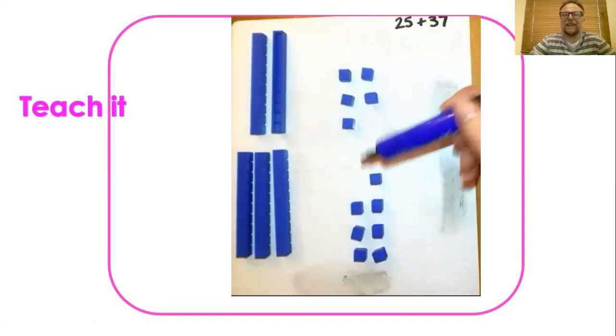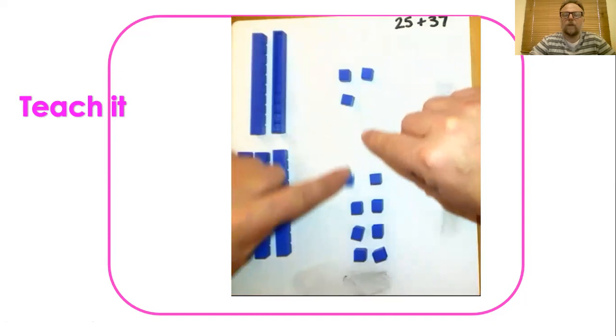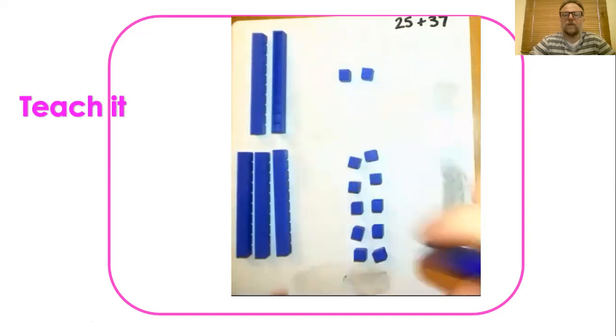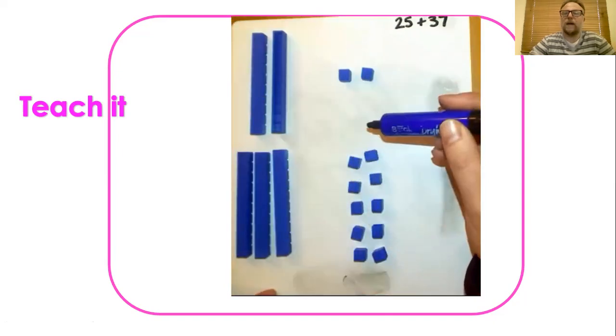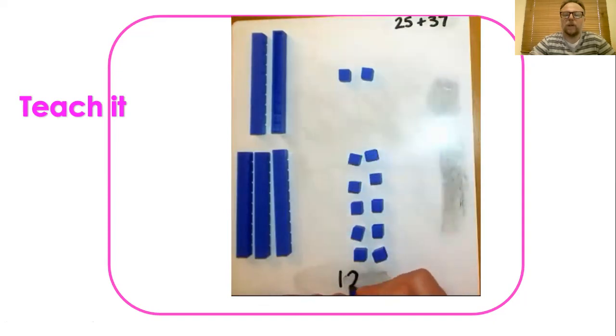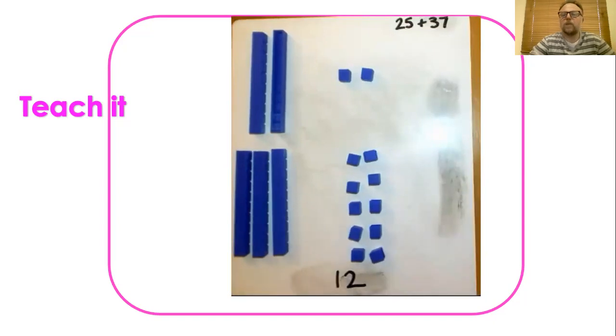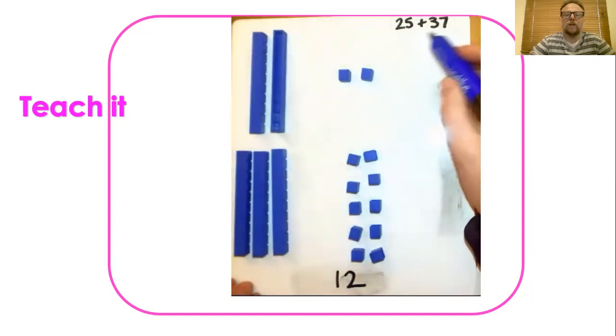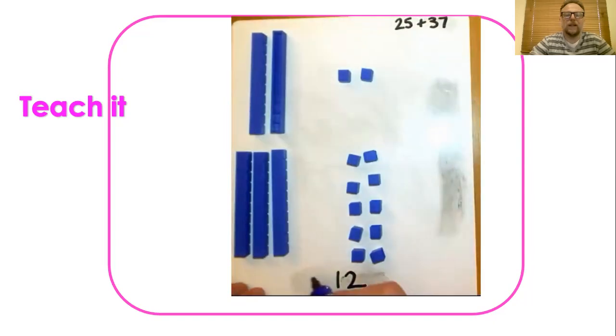I've got 5 add 7 ones. So I use my mental maths. I can do 7 and 3 makes 10, and I've got 2 left over. So 7 and 5 makes 12, which is what I'm going to write at the bottom. I've made 12. Okay, and now I'm going to add up my tens. I've got 2 tens and 3 tens, so that's 5 tens, and I've made 25 add 37 equals 512.